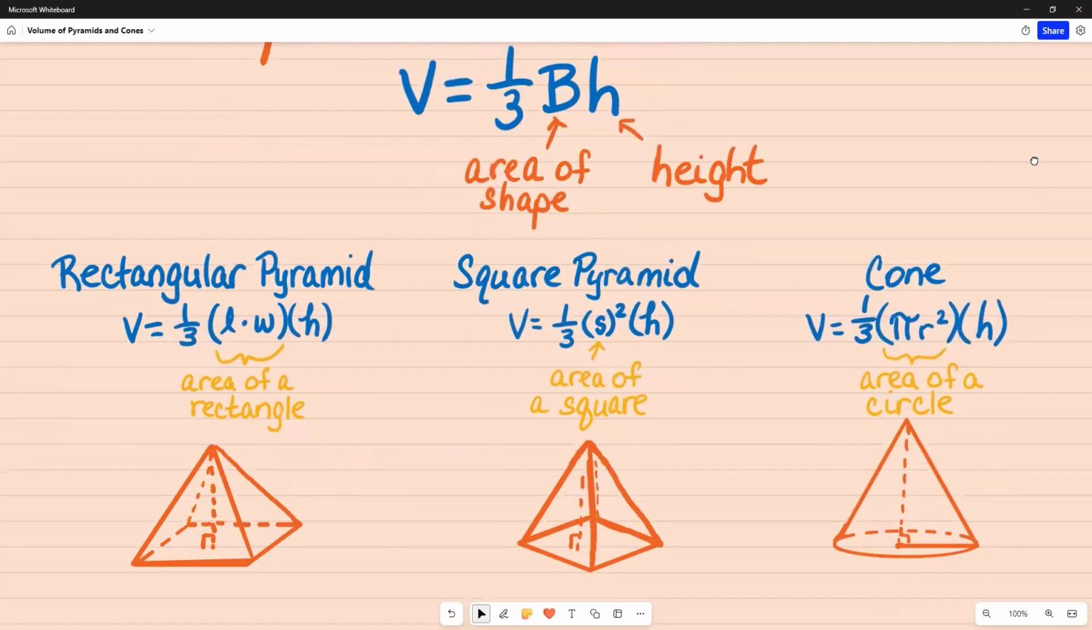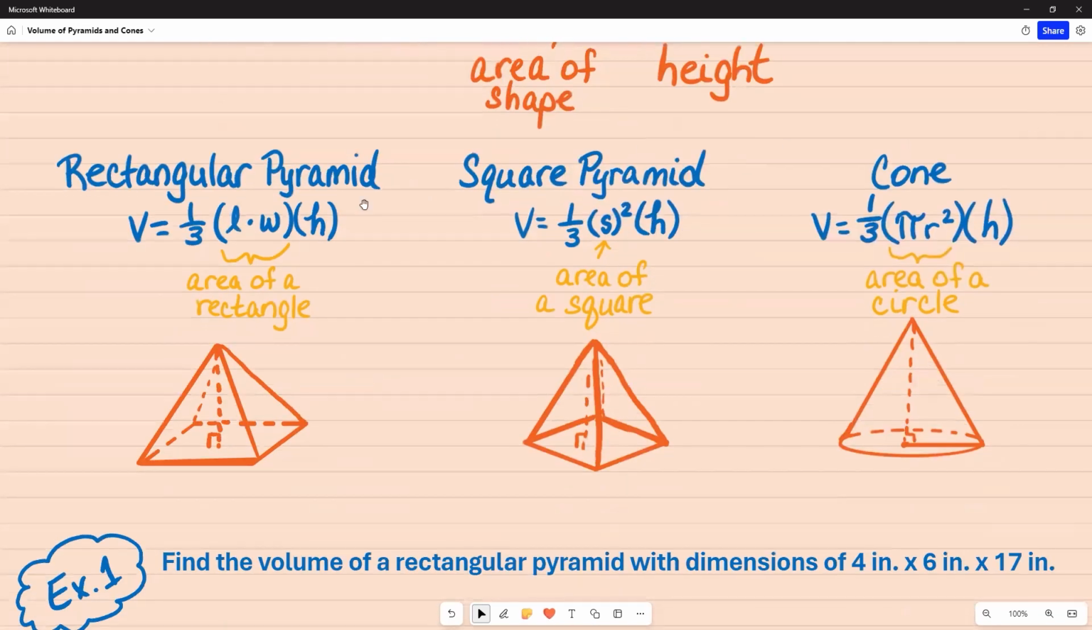For a rectangular pyramid, we're going to have volume is equal to 1/3 of length times width, because that's the area of a rectangle, and then what makes it three-dimensional is going to be the height. So you also have to multiply times the height. Same thing with your square pyramid. You will see that your base is a square. And what we know, if we're just given one number, is that a square has equal lengths. So we'll just multiply that twice or square it, and then multiply it times your height, and then divide the entire answer by 3.